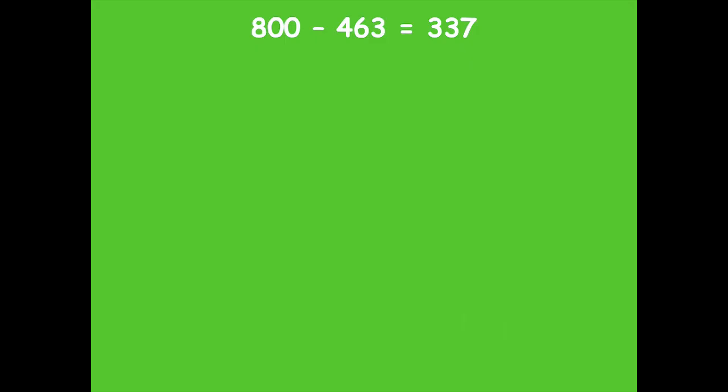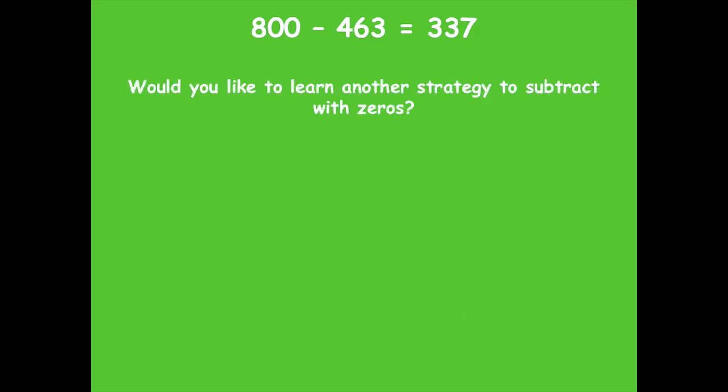Awesome. All right. Would you like to learn another strategy to subtract with zeros? This is another cool trick. Okay. So you can use this strategy whenever you have those 2 zeros like that. If you have 2 zeros in the ones and the tens place, okay? You can't have a 0 only in the tens place to use this strategy. It's got to be in both places, the tens and the ones.